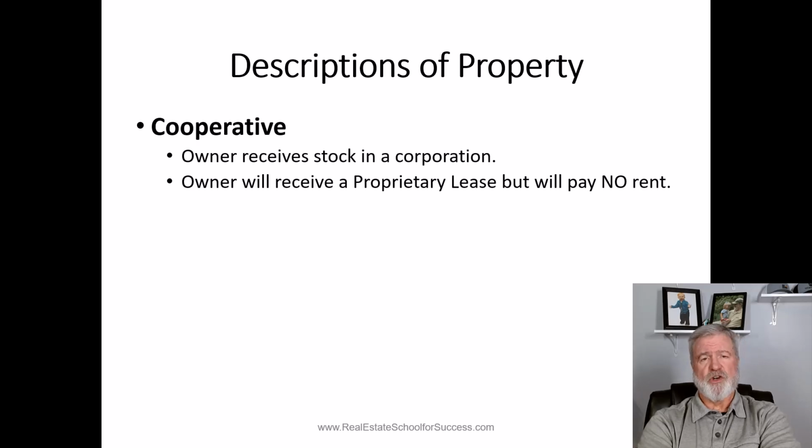Same thing with insurance. You cannot just get one unit in a co-op insured. With a condo, they're individually insured. So how does that work with a co-op? Well, if you buy stock in the corporation, you get the proprietary lease, but then you're also paying regime fees, and part of that regime fee will include whatever your pro rata share of the total property taxes, insurance, stuff like that. Each owner will pay into that through the regime fee. That's how that works.